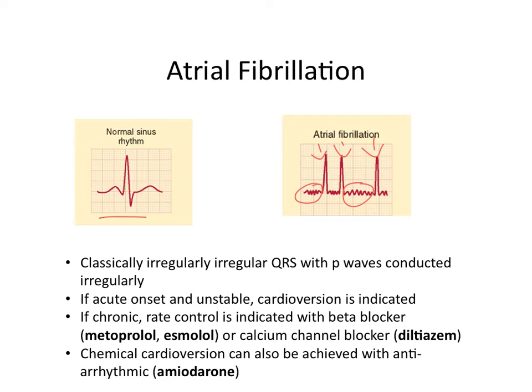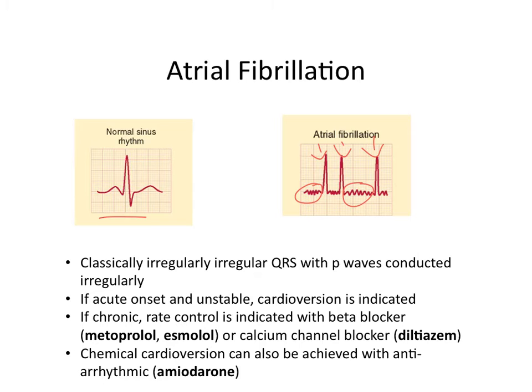If acute in onset and unstable, electric cardioversion is indicated, or shock. If chronic and in a patient who is poorly medically managed, rate control is indicated with a beta blocker such as metoprolol or esmolol. Alternatively, a calcium channel blocker such as diltiazem or verapamil may be used.